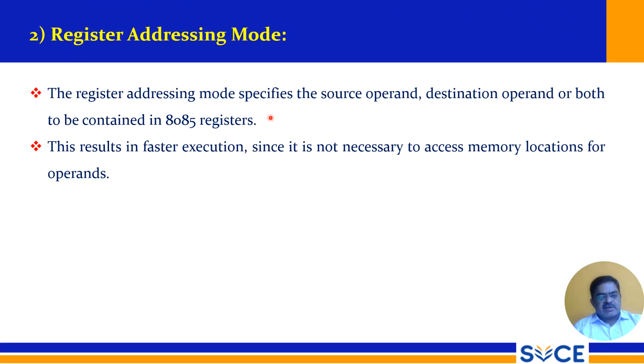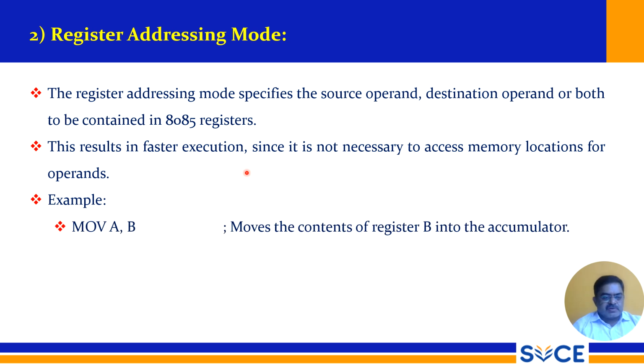The register addressing mode specifies that the source operand and destination operand are both to be contained in 8085 registers. This results in faster execution, since it is not necessary to access memory locations for operands. There is no need to access memory, and it operates on the data directly from register to register. So it is faster.